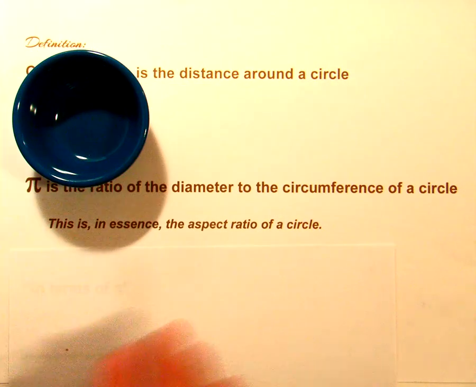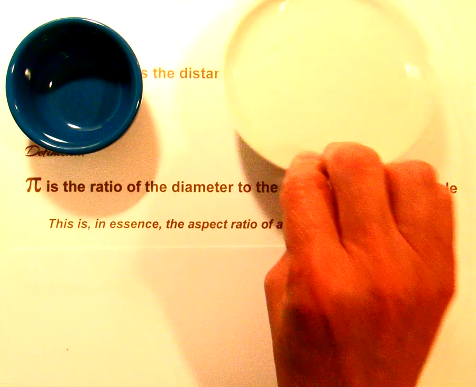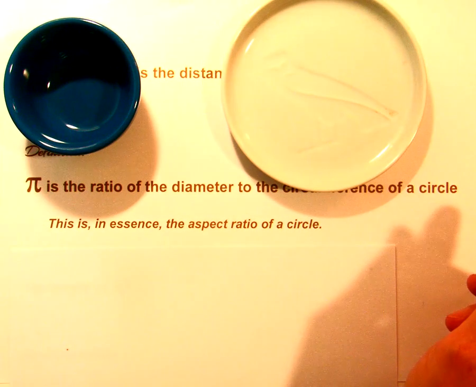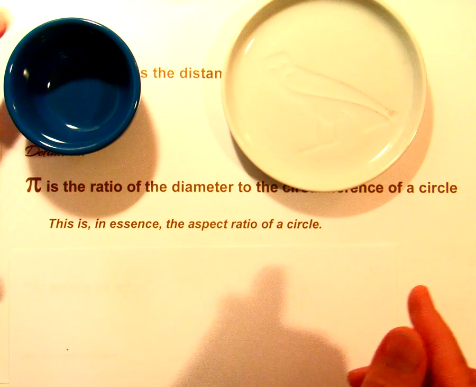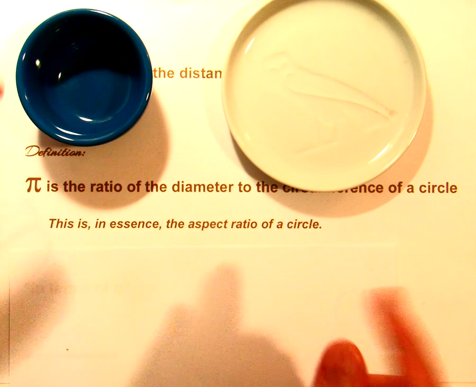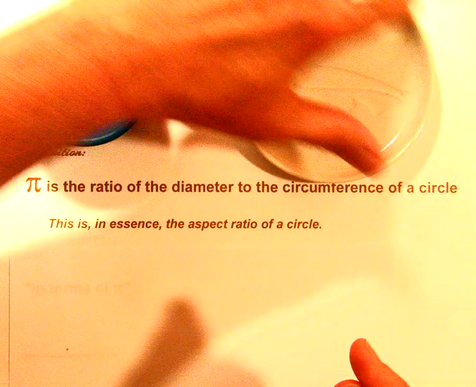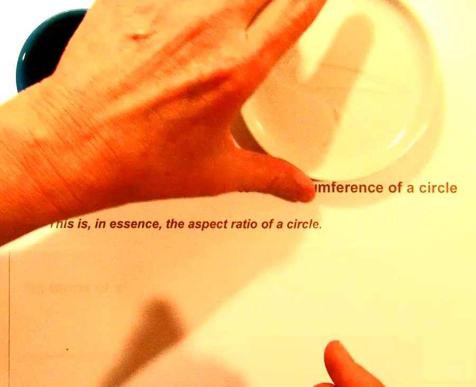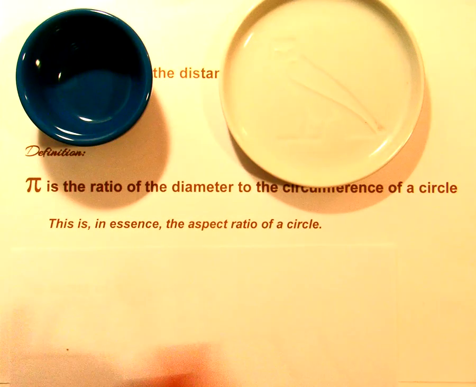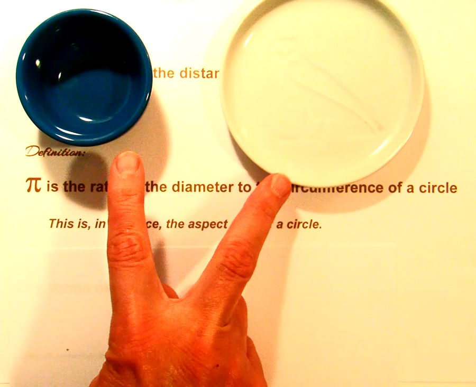So if I take the aspect ratio of my little blue bowl here, and I take the aspect ratio of my little coaster here, they're both circles. Guess what? All the way around this little blue bowl and across this blue bowl, and divide, is about 3.14. All the way around this white circle, with this little hieroglyph in it, and then all the way across it, and divide, is about 3.14. What does that say about these two?